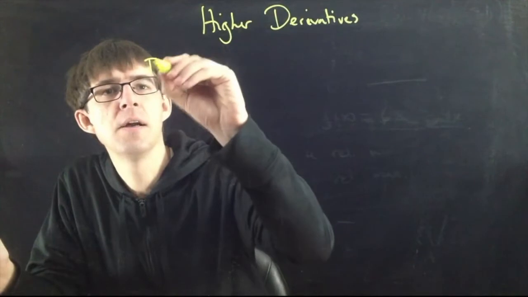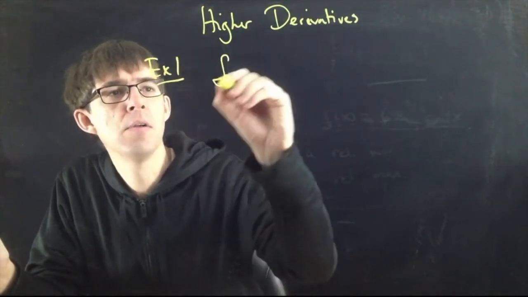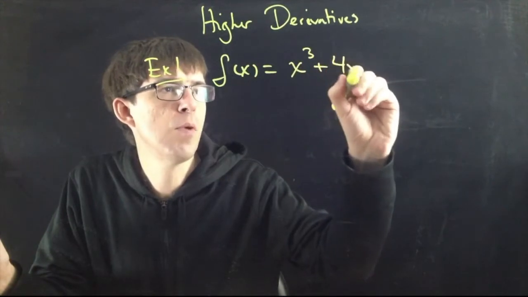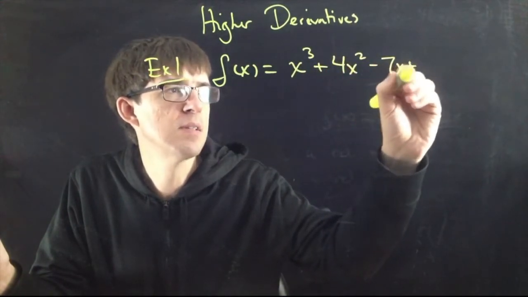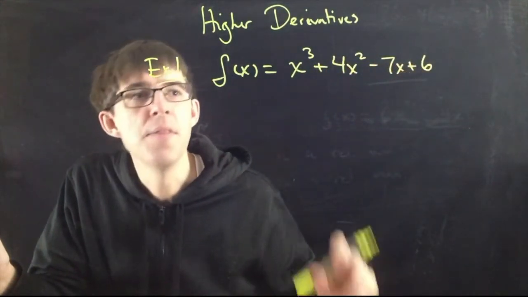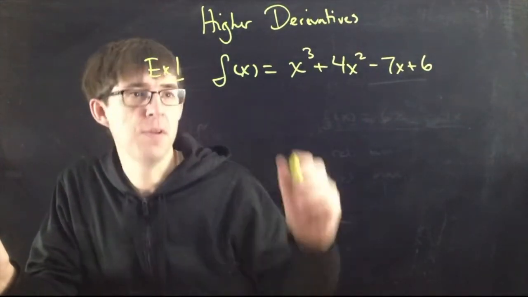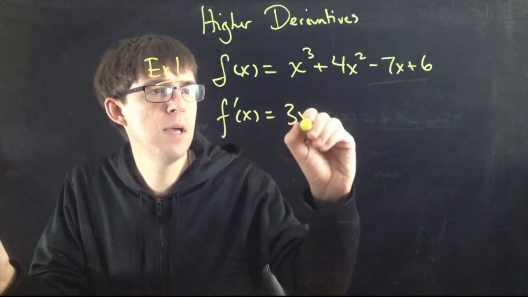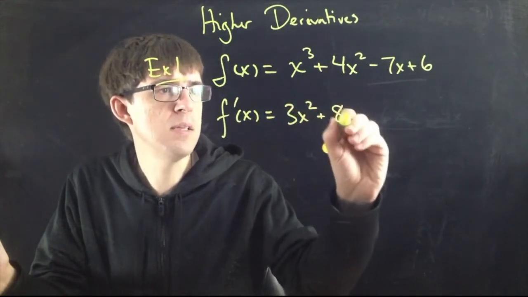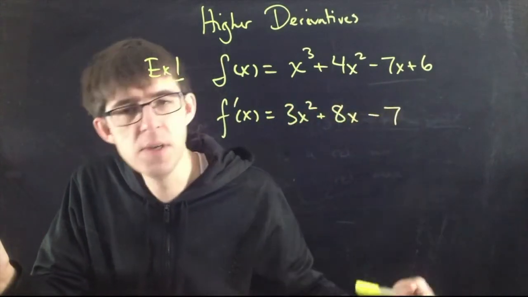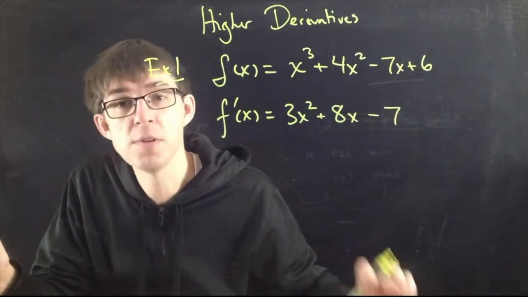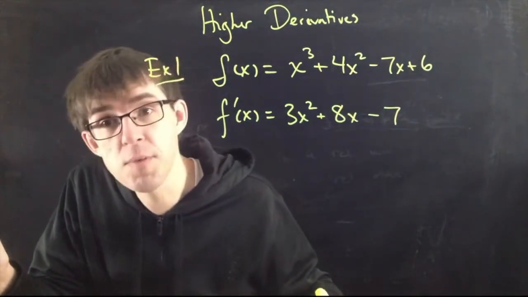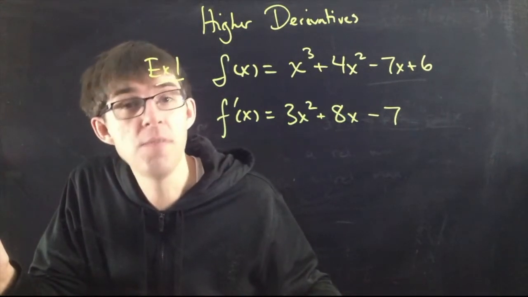Here's the idea. I don't even need to say much about it. Let's say we have a function, x cubed plus 4x squared minus 7x plus 6. What's the derivative? You know how to do the derivative. It's 3x squared plus 8x minus 7, right? That's the derivative, also known as the first derivative. What's the second derivative? The second derivative is the derivative of the derivative.